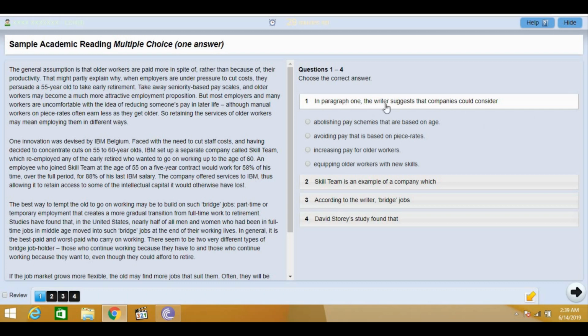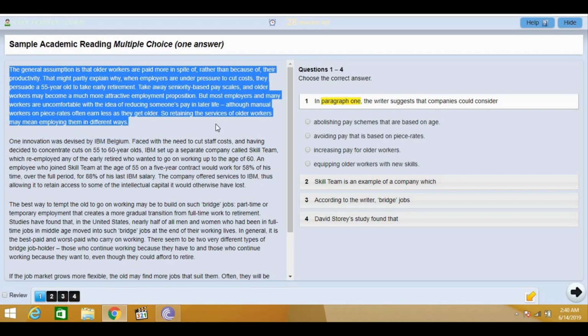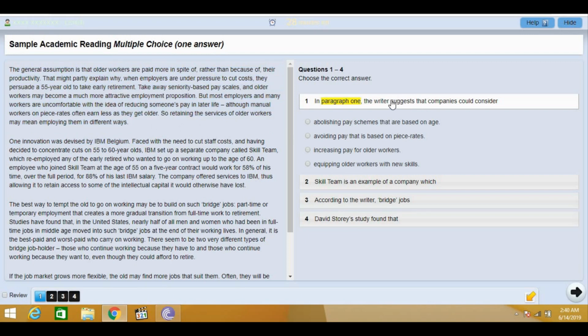In paragraph 1, the writer suggests that companies could consider. So paragraph 1, this is a very easy thing that we can find out. The answer to this question should lie in paragraph 1, so we know that completely. And the writer suggests, another point, suggestions. Companies could consider. Okay, with this in mind, we are now entering paragraph 1.